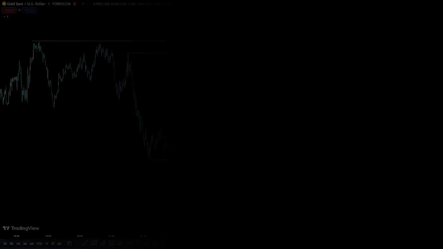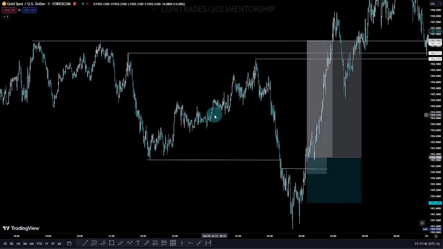So hello everybody. This is an example of a low resistant liquidity run. As you can see, it has an equal high here. Price failed to take this. You understand? That's forming a low. This is the failure swing from year to year. This is the failure swing.